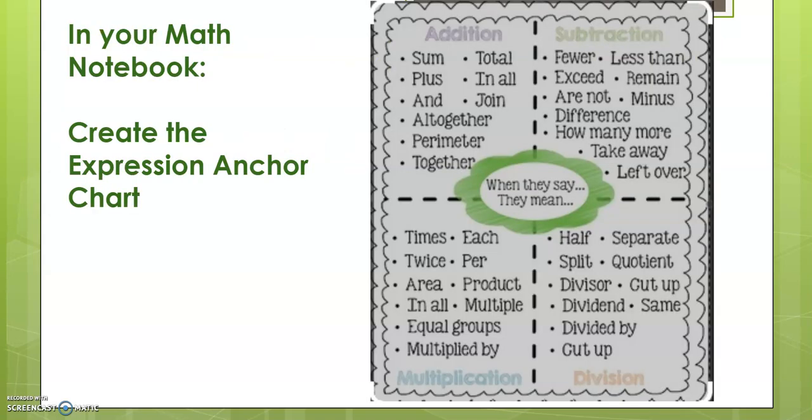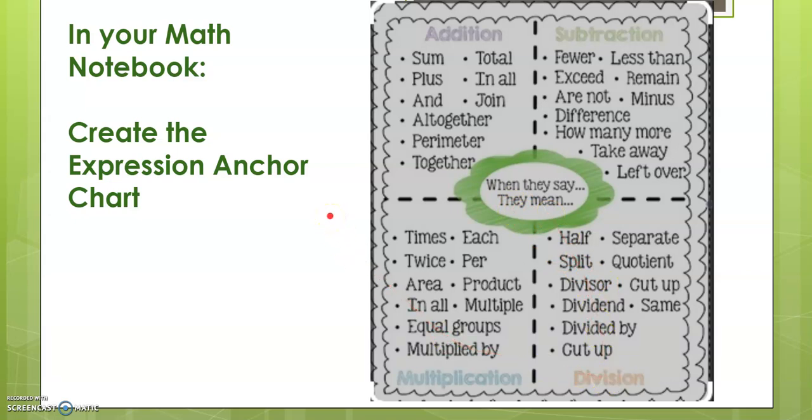Let's take a look at this anchor chart. What this anchor chart tells us is that when they say "are not," they mean, if you see that, you're going to be doing some subtraction. When they say divisor, the problem must mean division.